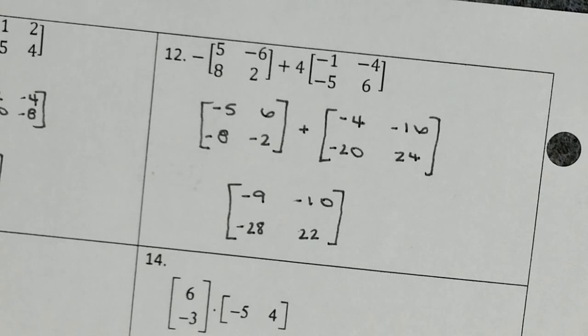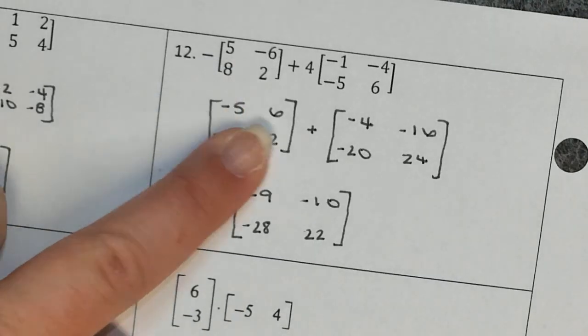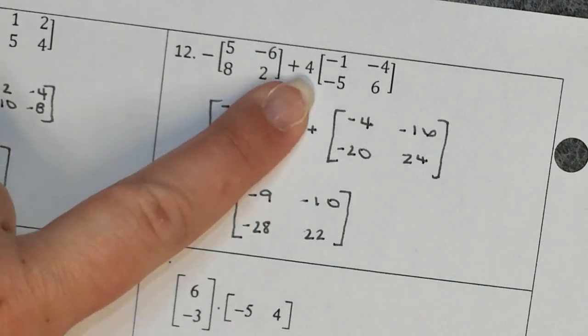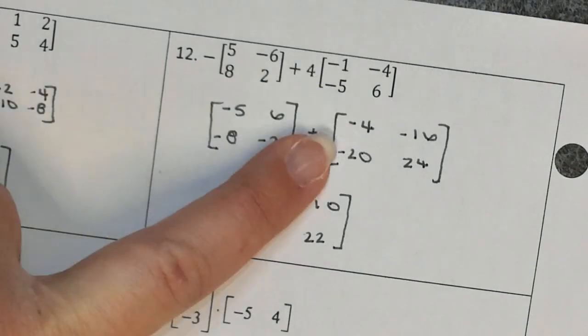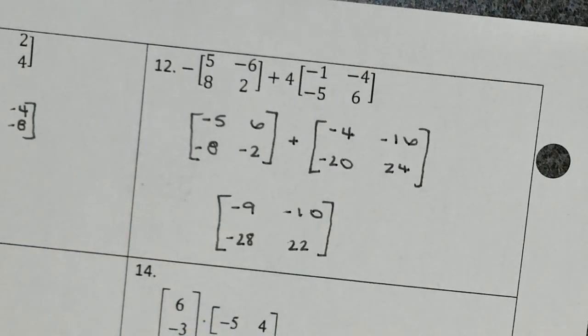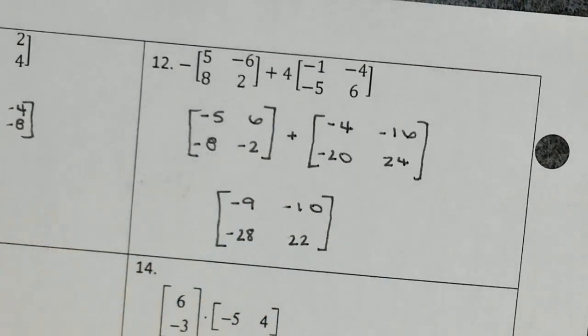Okay. So, first distributed the negative sign. Each thing becomes the opposite. Then I kept the plus sign, I distributed the 4. Got all those numbers. Then all I was doing was adding two 2x2 matrices. All right, do you have questions on that one before we move to 13?